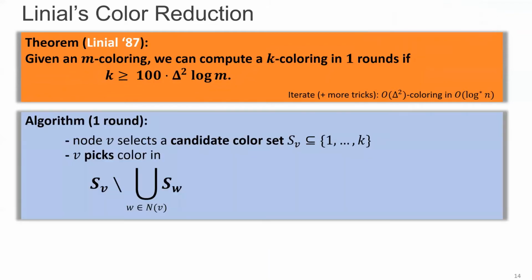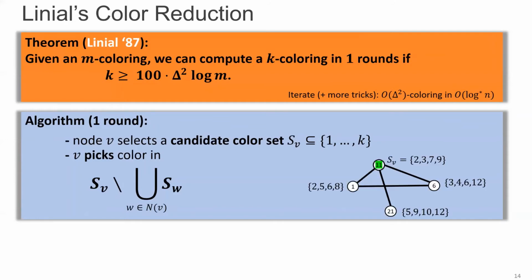And how does this work? Basically, it just works as follows. Each node selects a set of candidate colors. We'll later tell you how a node does this selection, but you just select a set of candidate colors. And then you pick a color which is one of your candidate colors, but not a candidate color of your neighbors. This needs one round of communication to learn the candidate colors of your neighbors.